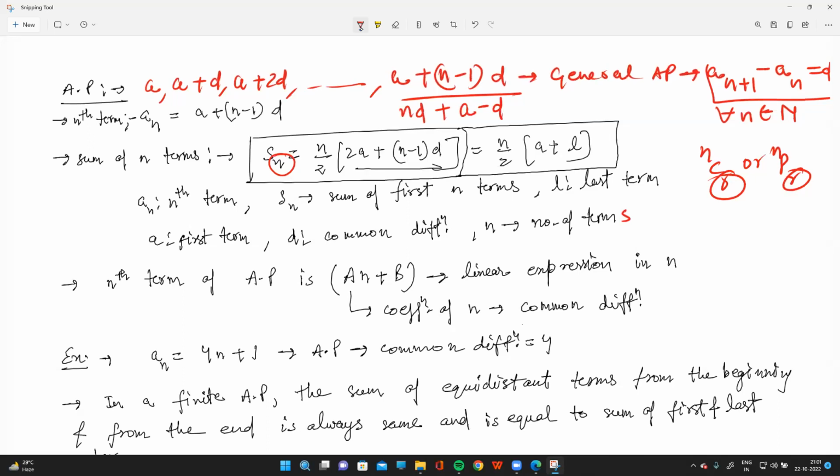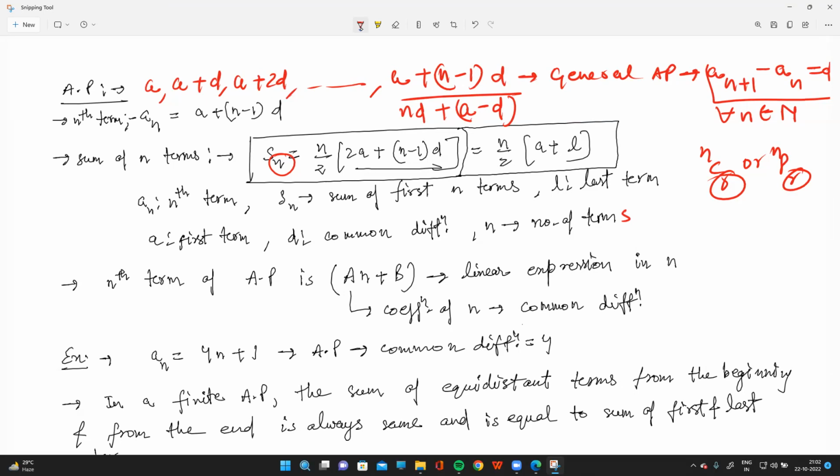If I multiply D with N minus 1, it becomes D into N minus D plus A. This is the constant part because you know A and D. For every AP, you know A and D, right? These are the fixed things. And N is the variable because N keeps changing. The number of terms keeps changing. It can be 1, 2, 3, 4, 5, 6, 7, 8. For the same AP, you will have a lot of values of N.